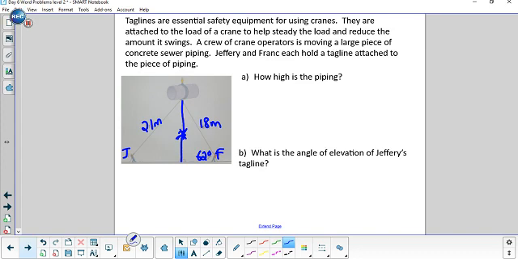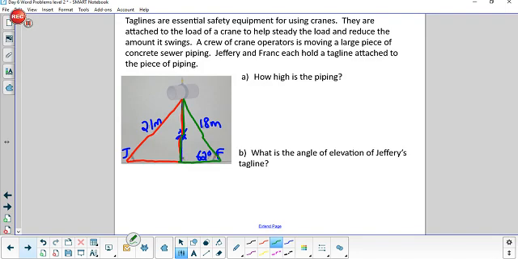We want to know how high that piping is. If we look at the left triangle, there is not enough information. All we have is one side length, no angle measured. But if we look at the right side triangle, we have one side length plus we have an angle measure. So we have enough information to find the height of this piping.